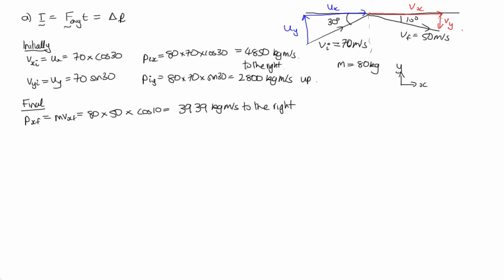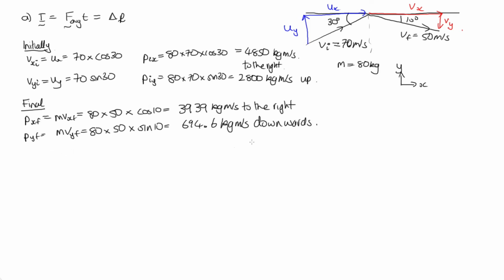And then we want to find the final y momentum, so we want py final, which is equal to m times vy final. So we're trying to work out this one here, which is opposite the 10 degrees. So that's the mass, which is 80 times 50 times sine 10, which is equal to 694.6 kilogram meters per second. And in this case, it's traveling downwards.